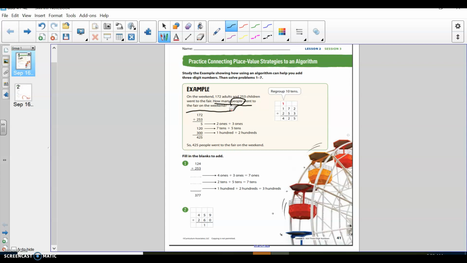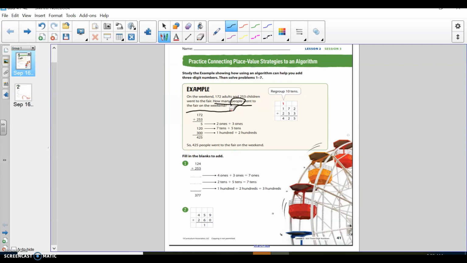I have 3 ones plus 2 ones, which equals 5 ones. Looking at my tens place, I have 7 tens plus 5 tens. That equals 12 tens. 12 tens is equal to 120. And finally, I have 100 plus 200, which equals 300s. 300s blocks are equal to 300. Now I'm going to add all of my numbers together. 5 plus 120 plus 300 is equal to 425. So 425 people went to the fair on the weekend.